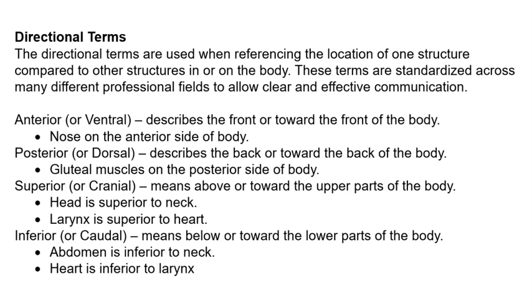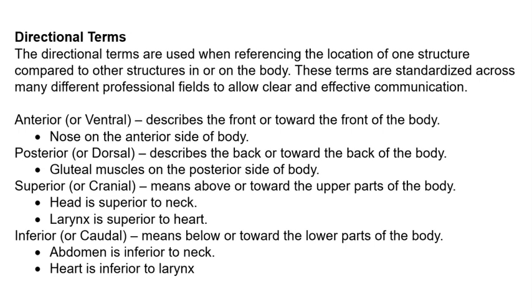And posterior and dorsal are essentially the opposite of anterior or ventral. Posterior describes the back of the body or towards the back of the body. So we would say that the gluteal muscles are located on the posterior side of the body. We could also say that the gluteal muscles are located on the dorsal side of the body.